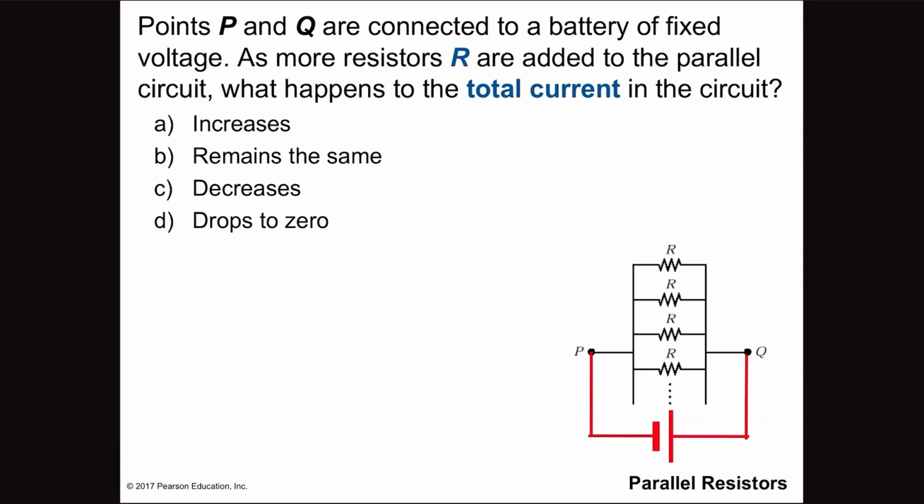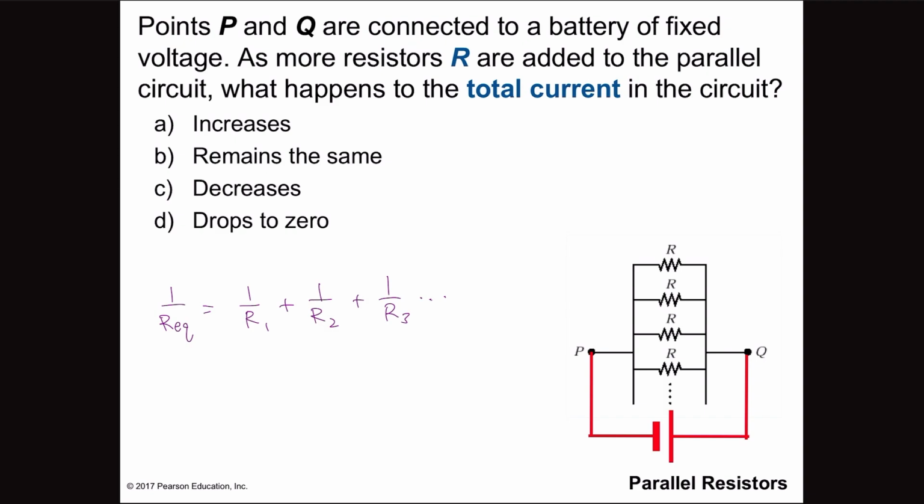Okay, so how about this one? The points P and Q are connected to a battery of fixed voltage. As more resistors are added to the parallel circuit, what happens to the total current? So we're adding them in parallel, and if you remember, adding resistors in parallel, the reciprocal of the equivalent resistance is equal to the sum of the reciprocals of the resistances that you're adding up.